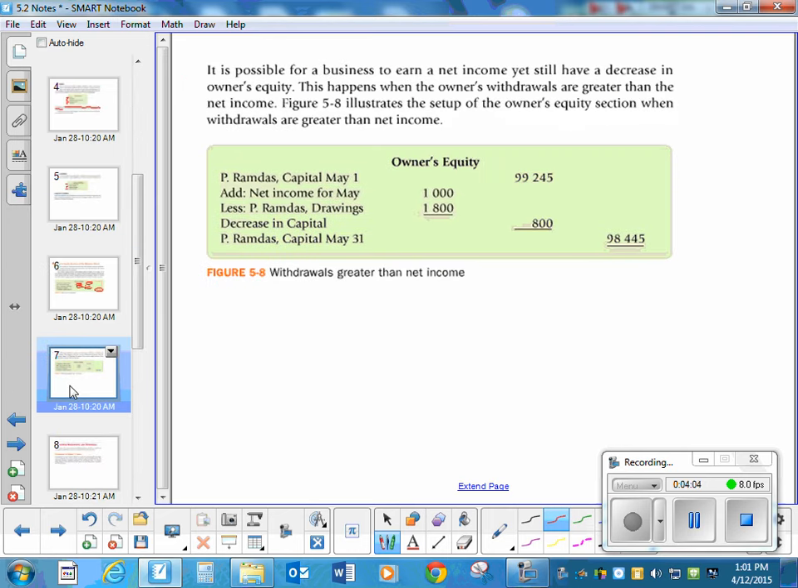Okay, sometimes your company will have a net income. So this is what you're starting with. You have a net income. You took a drawing of $1,800. You need to subtract these two to come up with a decrease, because you took out more than you made, and therefore your total balance of your capital would be that value there.